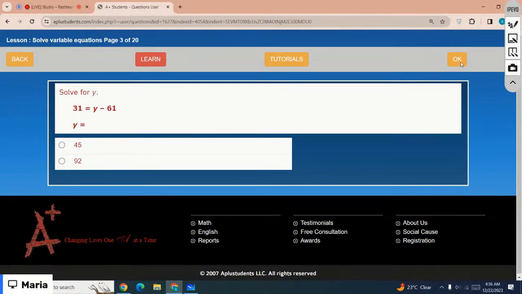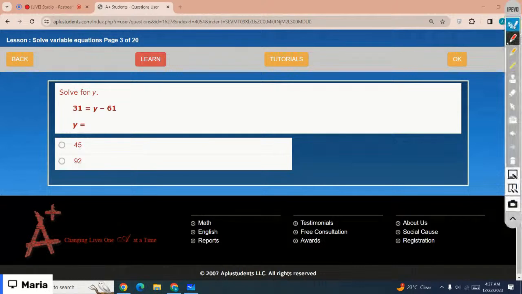Just move 61 to the other side, right? You can move it by adding, because here 61 is being subtracted, so opposite to subtraction is addition. You need to add 61 to both sides. That would be 31 plus 61 equals y minus 61 plus 61. 61 minus 61 is 0, so y equals 92. The correct option is yes, that is 92. Very good.